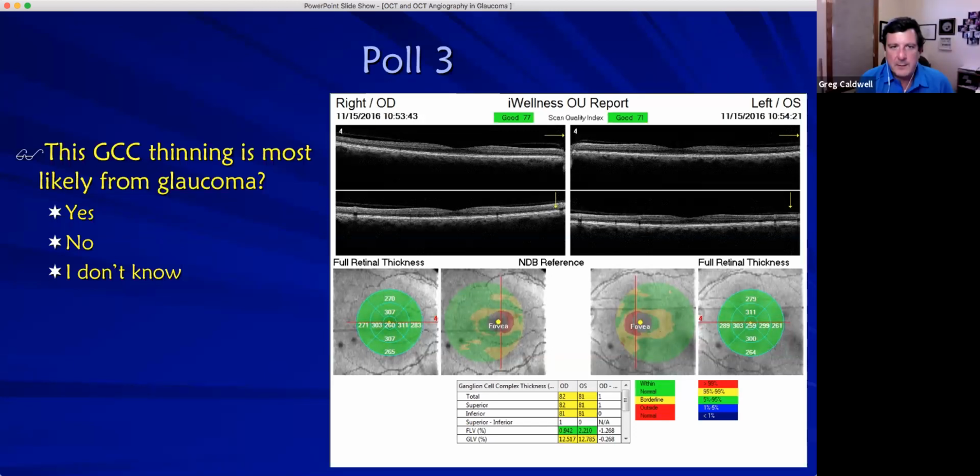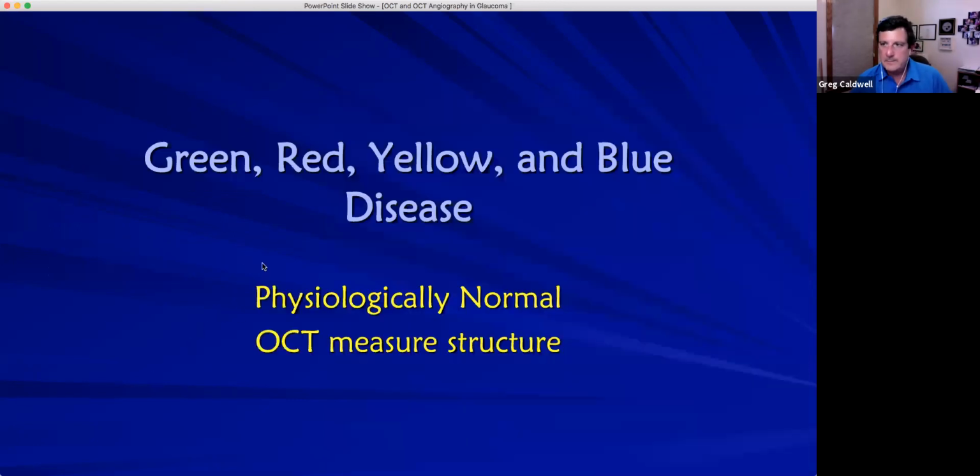So what do we have here? We have some saying, yes, it's glaucoma. No, it's not. And the majority are just not sure. And maybe that's why we're here tonight. We're going to revisit this, guys. I'll give you the answer in just a few slides.